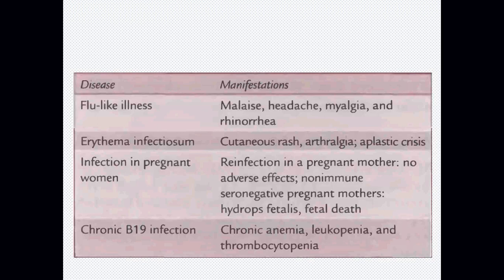So this is the summarization of B19 infection: flu-like illness, erythema infectiosum typically fifth disease, infections in pregnant women, and chronic B19 infection leading to anemia and leukemia.